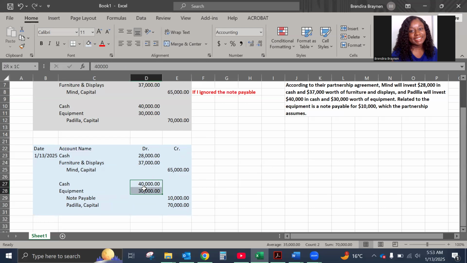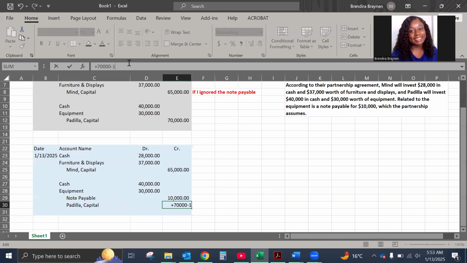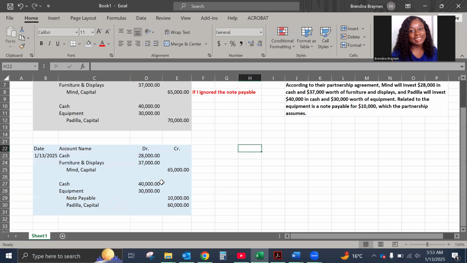If I take a look at my debits and credits for Padilla, it's not going to be in balance anymore because I have 70,000 on my debit side, and with the addition of the 10, I now have 80. So what that means is that Padilla's capital actually has to decrease by 10,000 so that I have 70 and 70. So whenever a partner brings in a note or a payable balance that needs to be paid by the entire partnership, the value of their capital investment goes down as a result.